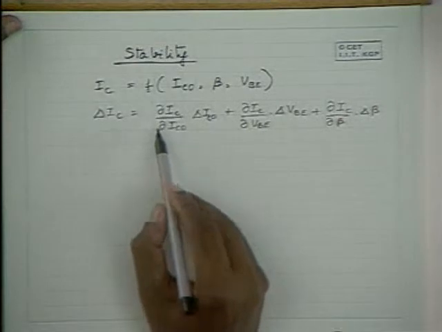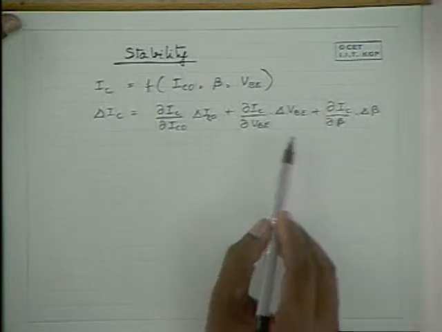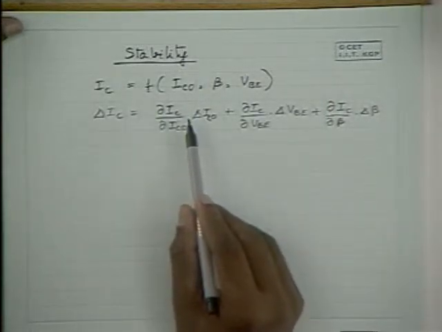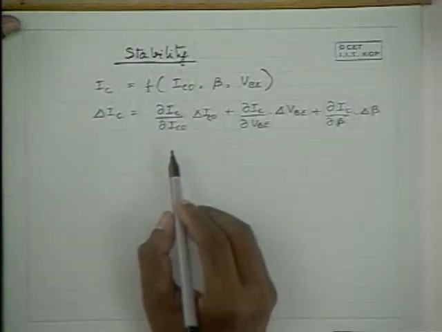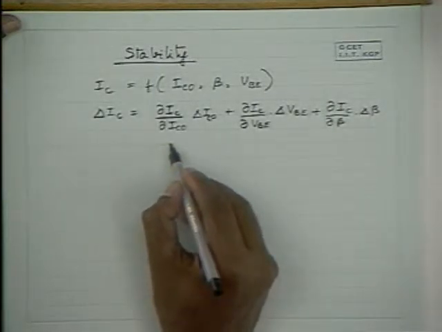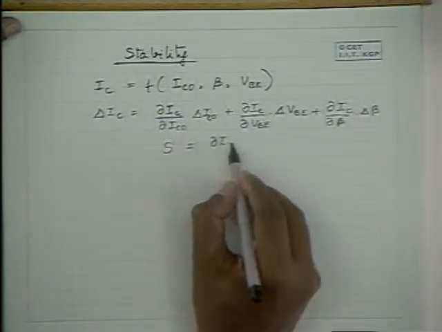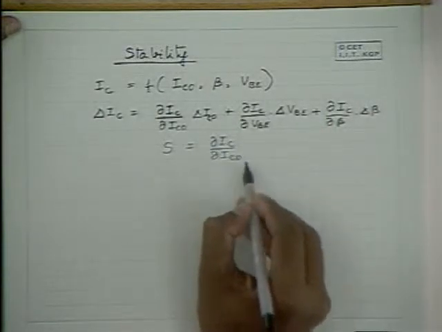Now, please note that the quantities dou IC by dou IC naught, dou IC by dou VBE, dou IC by dou beta can be determined given the circuit and the transistor characteristics. Now this parameter dou IC by dou IC naught is a stability parameter S due to the temperature variations, that is, due to the IC naught variations, which are as a result of the temperature variations.